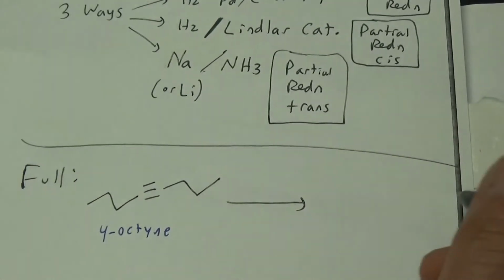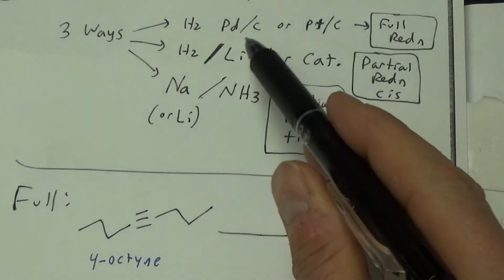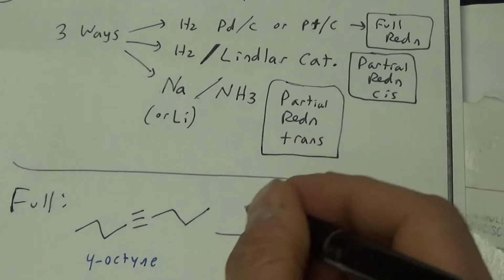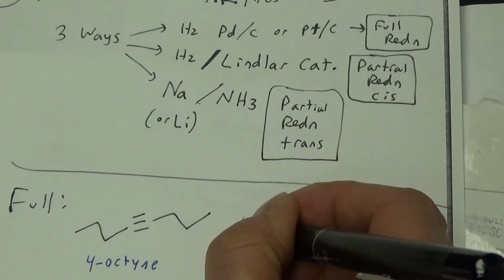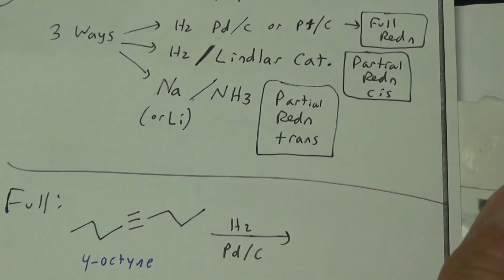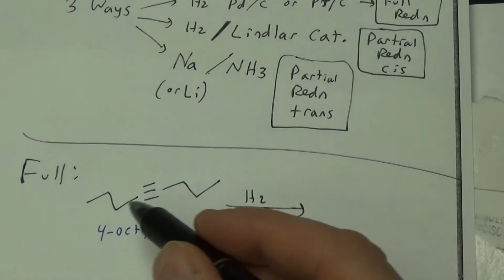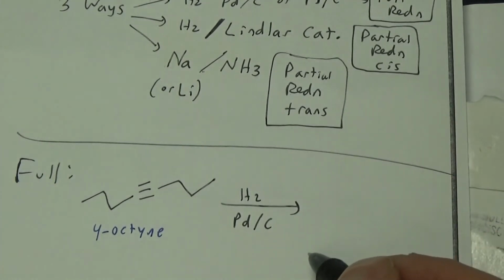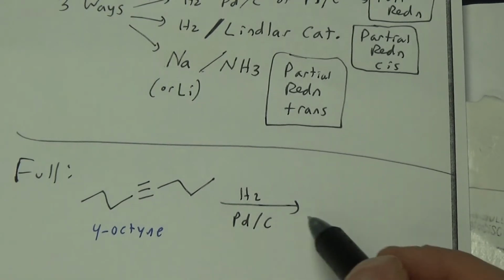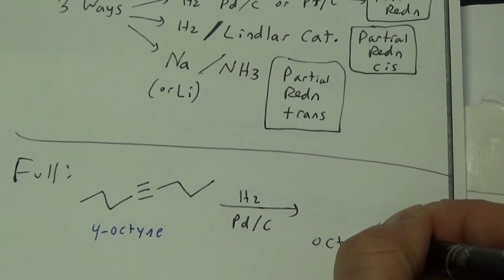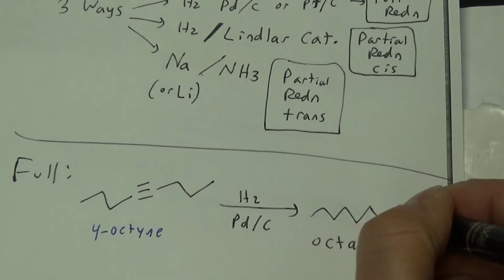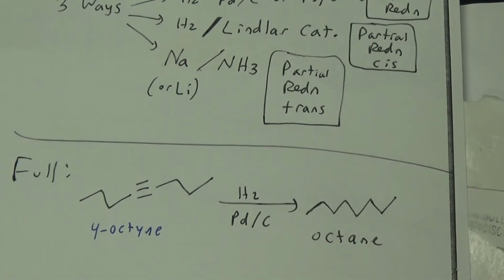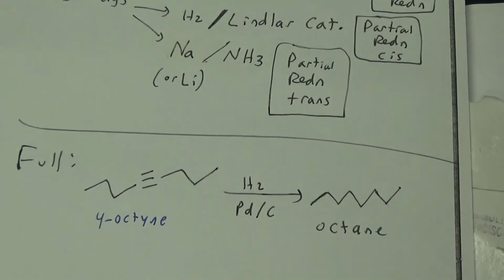Let's react it with full reducing conditions. What's that? Like H2 palladium on carbon, or H2 and platinum on carbon. So we'll do H2, palladium on carbon, and the full reduction is just going to completely reduce the alkyne all the way down to an alkane. This is oct, so this is octane, 8 carbons. H2 palladium just does a complete reduction.